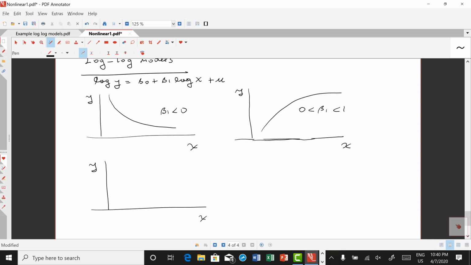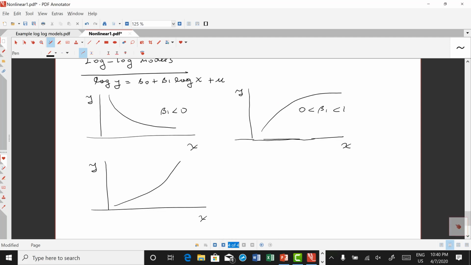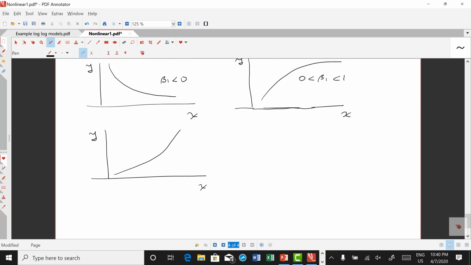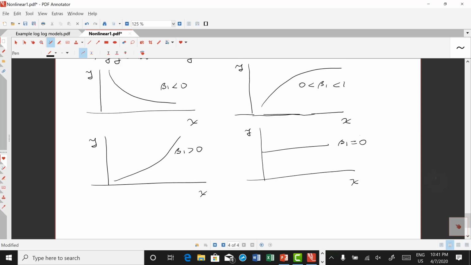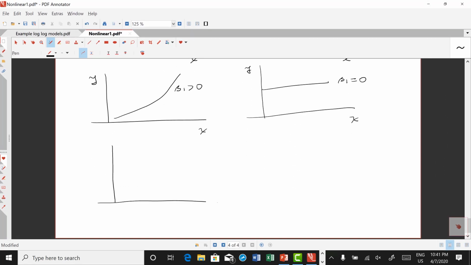And now the next type of relationship is when the relationship between y and x is increasing at an increasing rate, and that happens when beta 1 is higher than 1. Of course, we also can estimate models where there is a linear relationship between y and x. So if beta 1 is equal to 0, we just have a flat line. And also, when beta 1 is equal to 1, the relationship between y and x is linear.